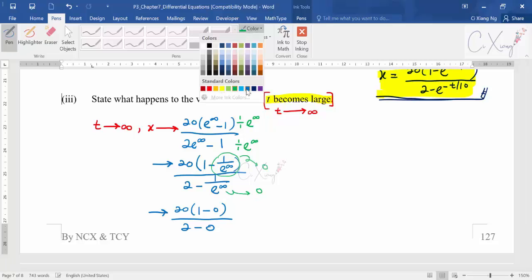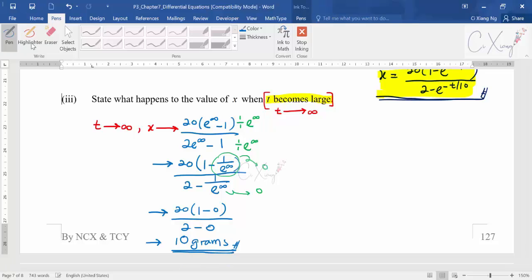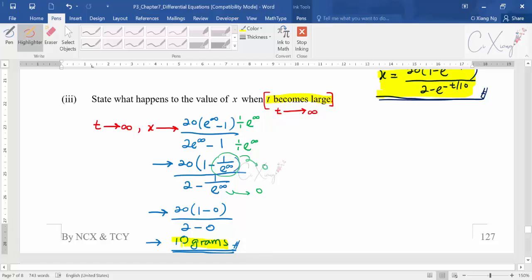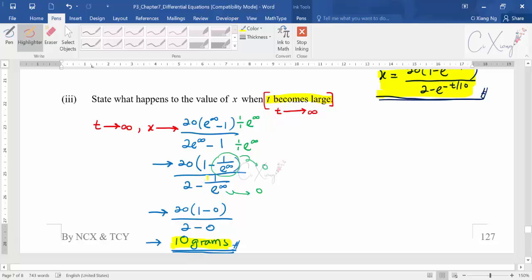So in the end, what is the final value of your x here? It should be equal to 10, or it will get closer and closer to 10 as time gets longer. So that means when the compound x is formed, the very maximum mass that will form for x is 10 grams. All right, so this is what you have for the first set of the answer.